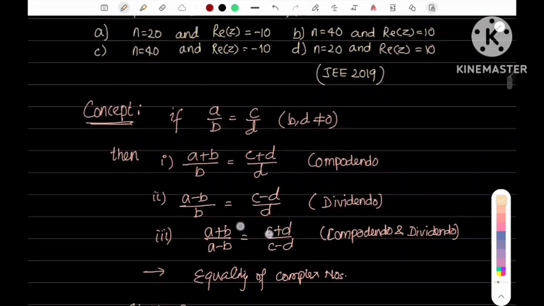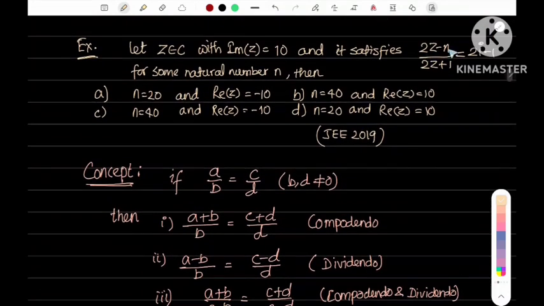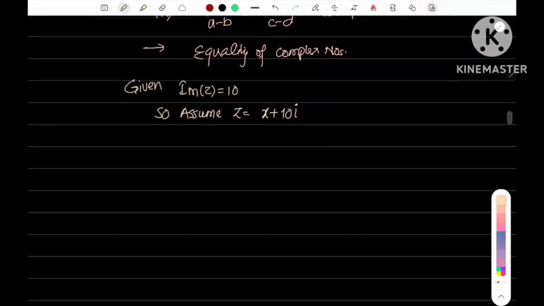So what else is given? It's given 2z minus n divided by 2z plus n. Sorry, it should be plus n. Sorry. 2z minus n divided by 2z plus n is equal to 2i minus 1. So 2z minus n divided by 2z plus n is equal to 2i minus 1. I can write 1 in the denominator so that I can apply componendo and dividendo simultaneously.